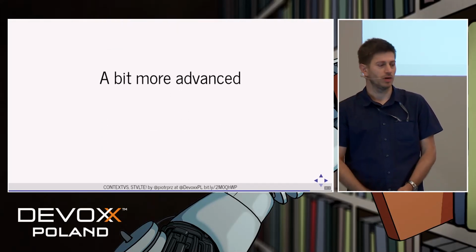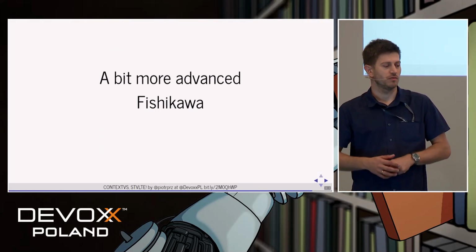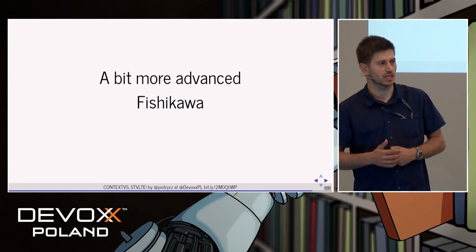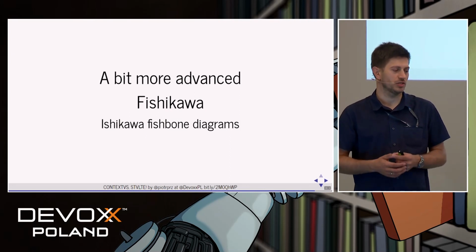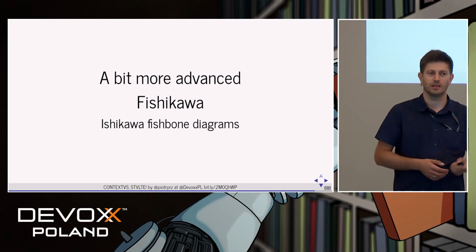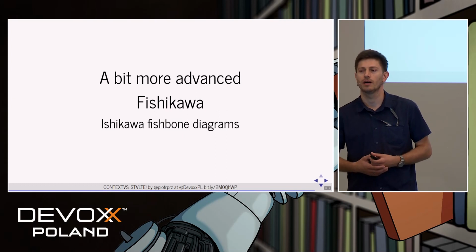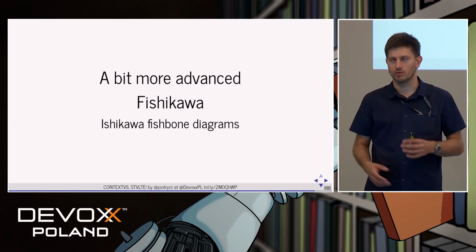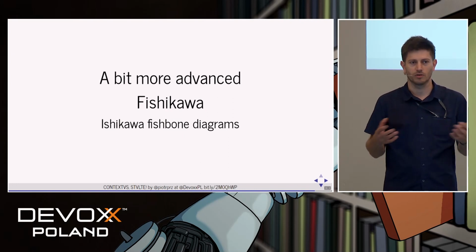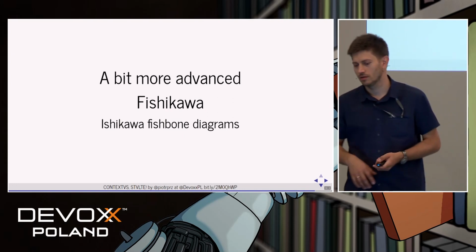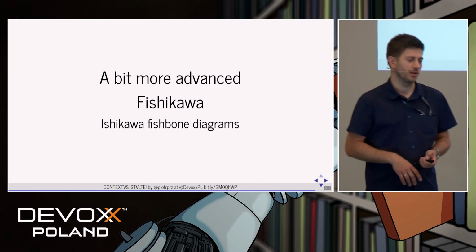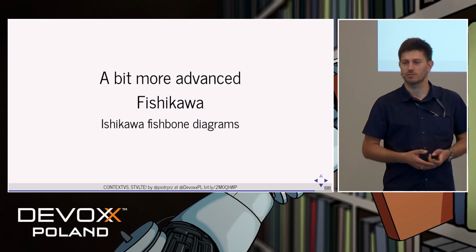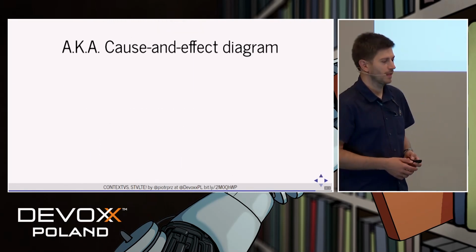Another way, a bit more advanced, I like the term Fishikawa. It's one of the names of this technique, but it's actually about Ishikawa fishbone diagrams. It was invented in Japan by Mr. Ishikawa. And you know, Japan, islands, oceans, so they think about everything in terms of sea, ocean, and fish. That's why it's a fishbone diagram, I believe. I think if it was invented here, we would call it a Christmas tree diagram. Let me show you why.